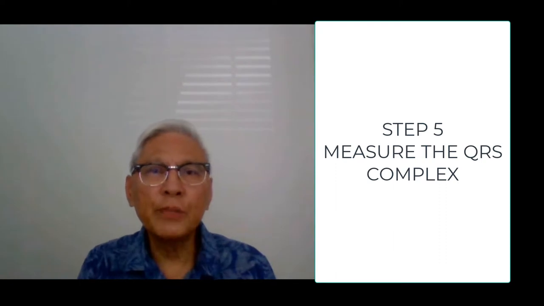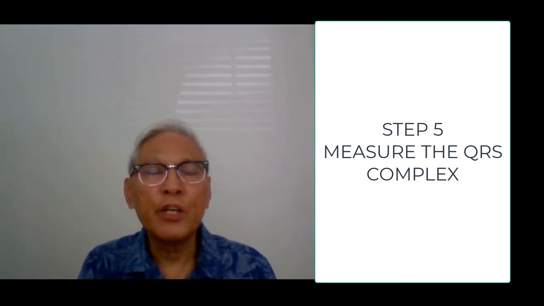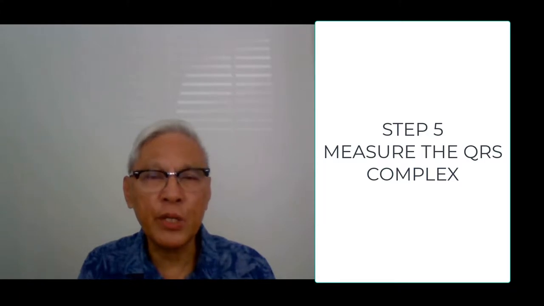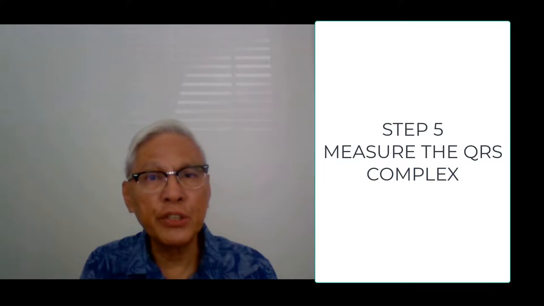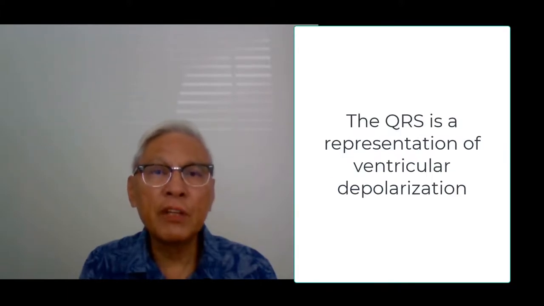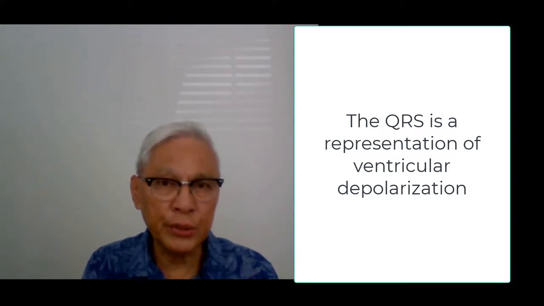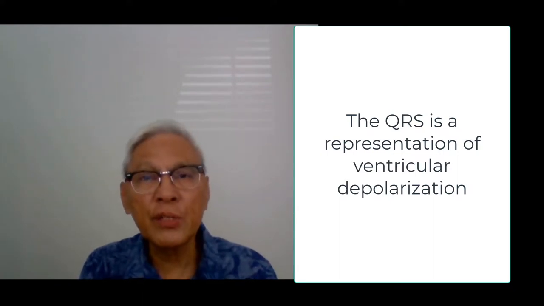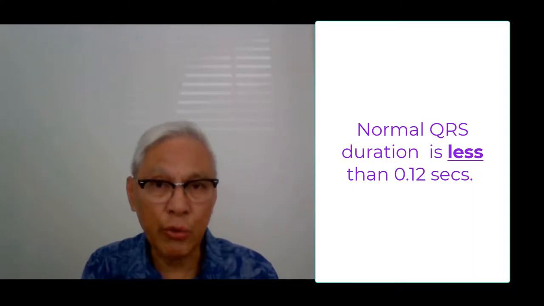The next step in the interpretation of the electrocardiogram is to measure the QRS complex. Now, we all know that the QRS complex is a representation of the movement of electrical current from the bundle of His all the way to the Purkinje fibers, causing ventricular depolarization. This is a very quick process. It should be less than 0.12 seconds in duration.